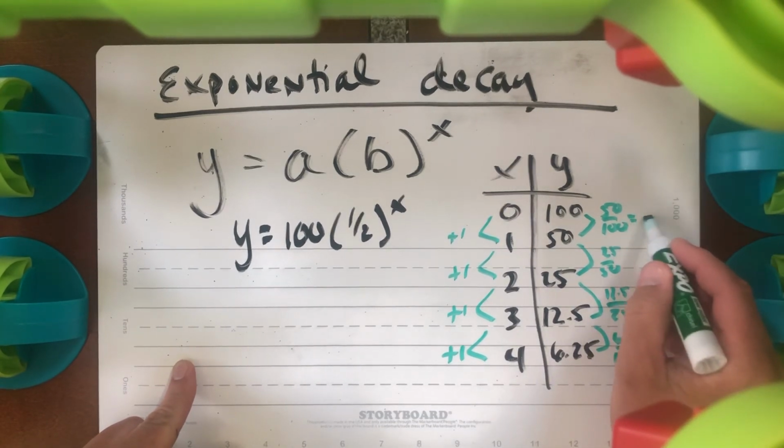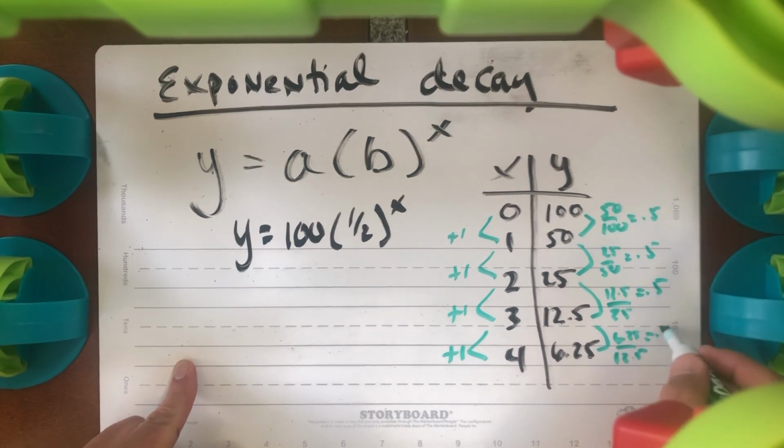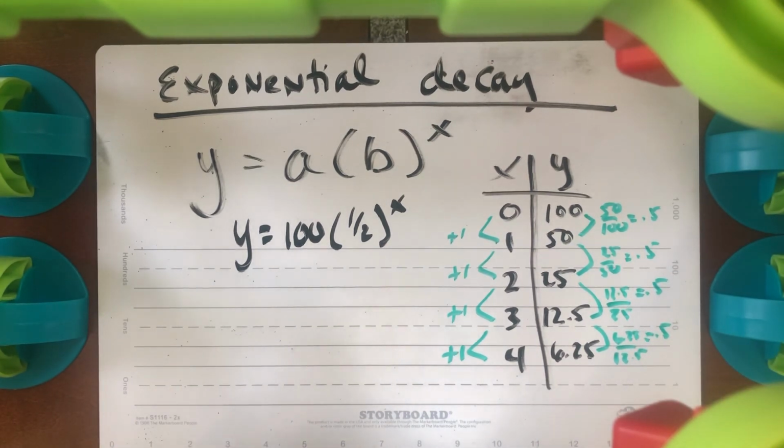If I simplify each of these, I get 0.5 or 1/2. This is our common ratio, or our multiplier, and that is the key characteristic in an exponential decay model.